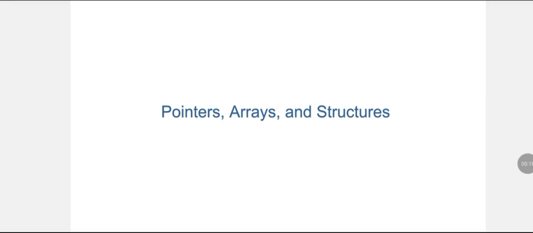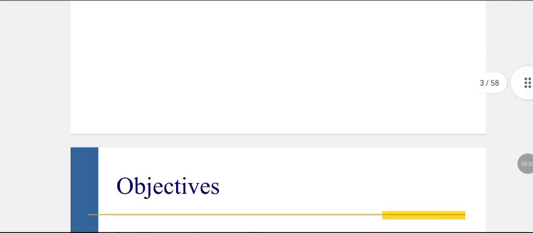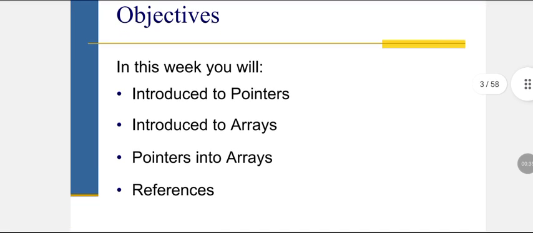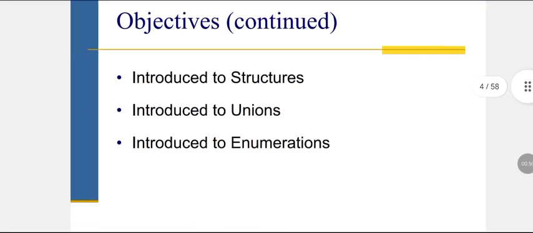Let's begin. Now you can see on our screen we have the pointers, but before we go to our main points, we go through some objectives. The first is the introduction to pointers, then introduction to arrays. Then we have pointers and arrays, then the reference. Then we continue with introduction to structures, then introduction to unions and introduction to enumeration.